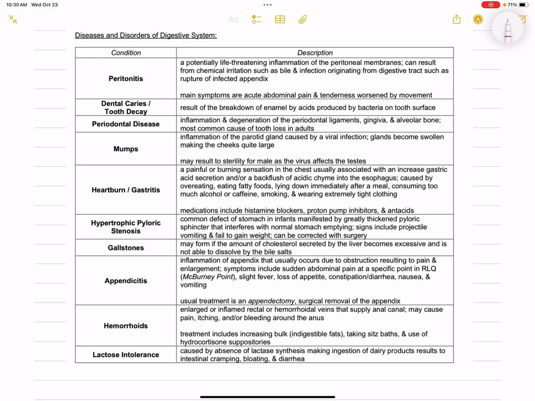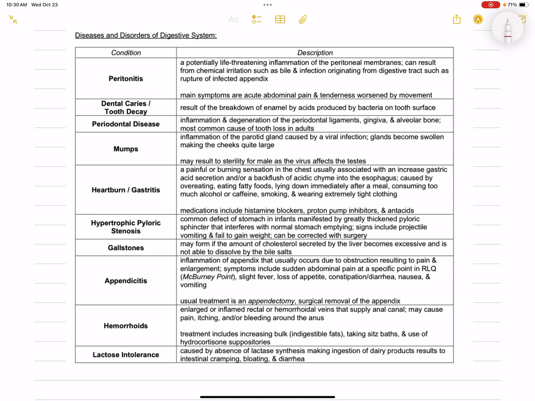So, heartburn and gastritis. Meaning we have acid reflux. It is a painful or burning sensation in the chest, usually associated with increased gastric acid secretion or backflow of acidic chyme into the esophagus caused by overeating, eating fatty foods, lying down immediately after a meal, consuming too much alcohol or caffeine, smoking, and wearing extremely tight clothing. What you ate comes back up and you feel like vomiting. Sometimes it is accompanied by chest pain.